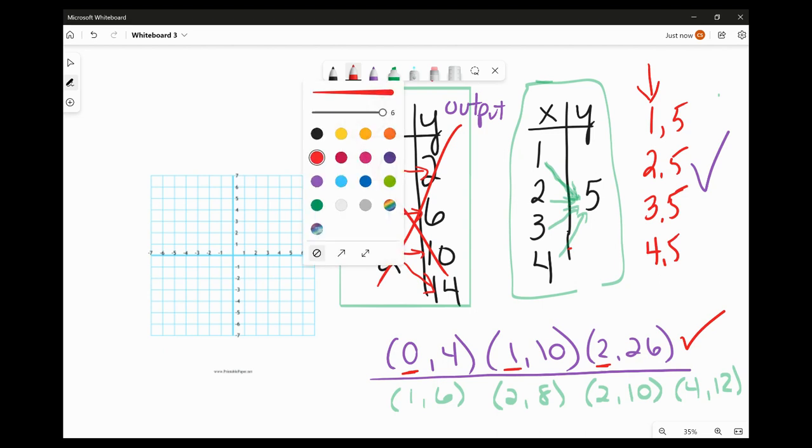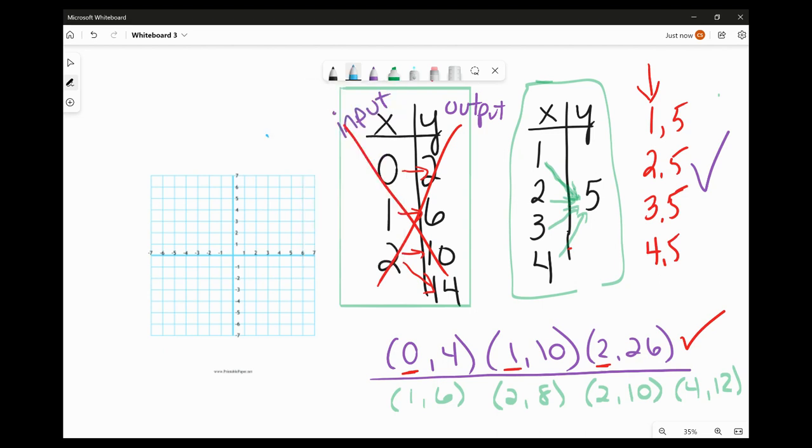Now, if we take a look at the one on the bottom, let's change the color here. If we take a look at the points and look at the x's, 1 only shows up once. It only has one output of 6. But notice 2. 2 has an output of 8 and it has an output of 10. That means it's not a function.